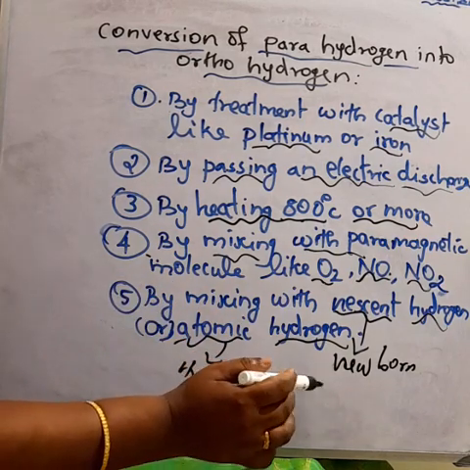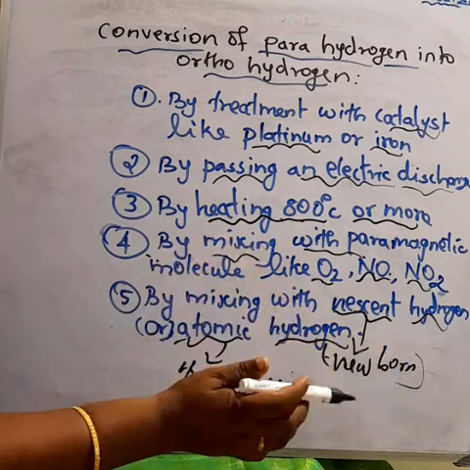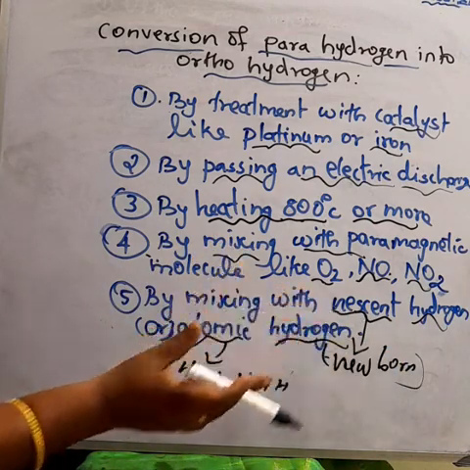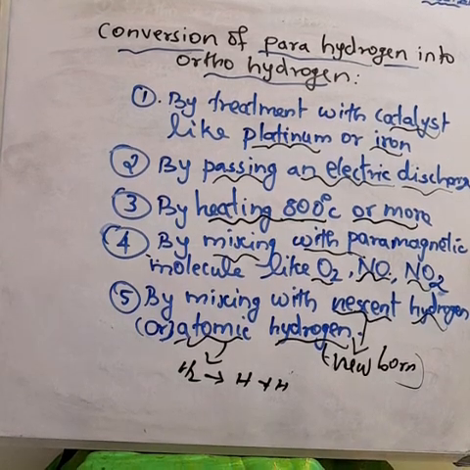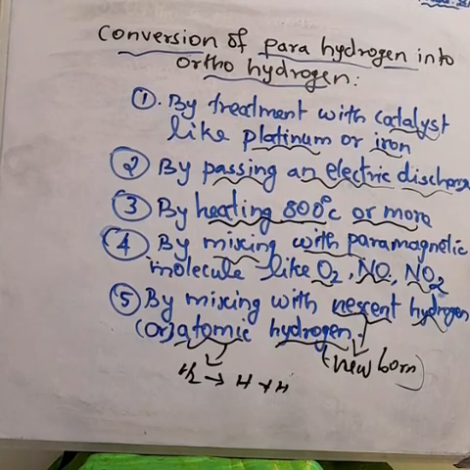Nascent hydrogen means the purest form of hydrogen obtained by a chemical reaction, where two or more metals react with each other. That is nascent hydrogen. By mixing the para form of hydrogen with nascent hydrogen or atomic hydrogen, we get the ortho form of hydrogen, the stable form. Understood? These are the ways of converting the para form into the ortho form.